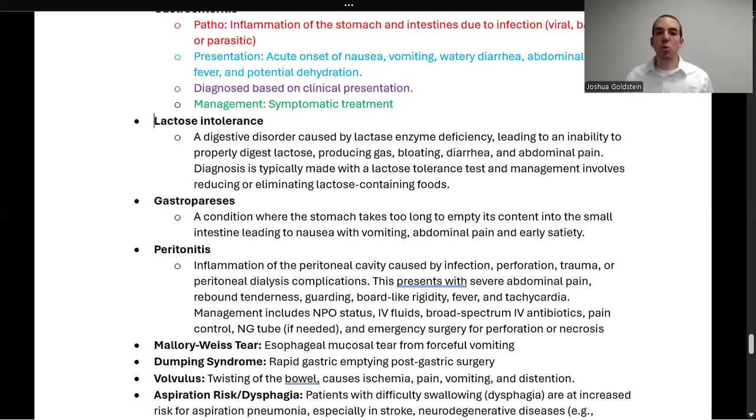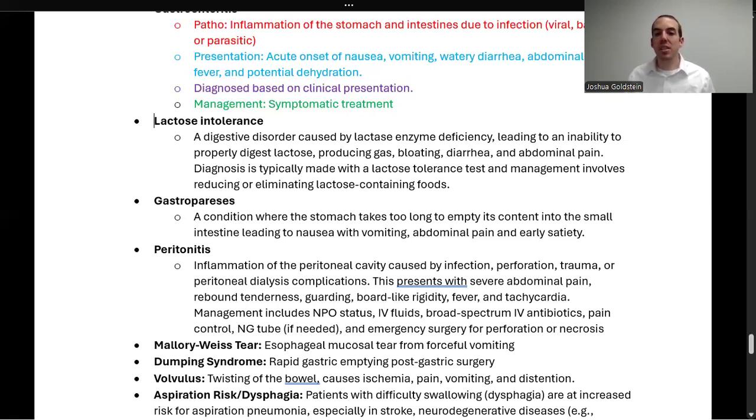A volvulus is the twisting of the bowels. This can cause ischemia, pain, vomiting, and distension. I'm not going to go any deeper than this. But if you do see the term volvulus, it's a twisting of the bowel, and it's generally going to be referred for surgery or something like that.